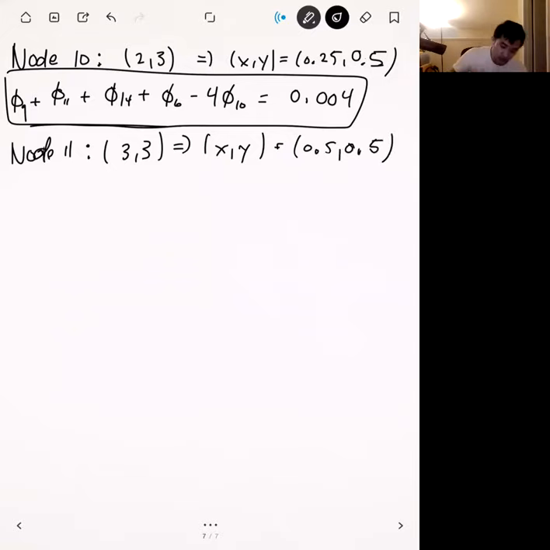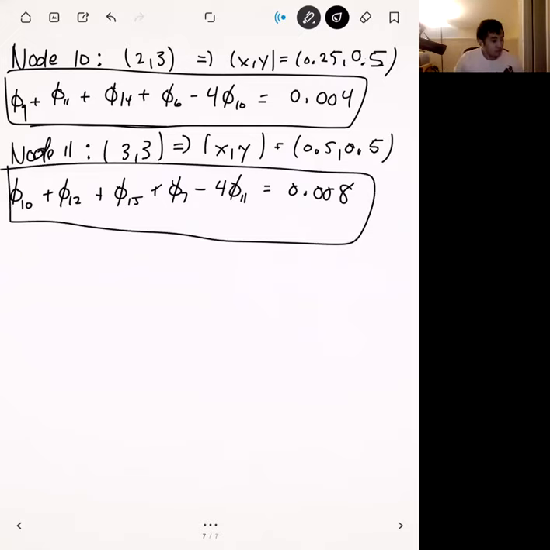Let's go ahead and write out our equation. The left neighbor for node number 11 is phi 10. Then we have the right neighbor, which is phi 12, and the top neighbor, which is phi 15. Then the bottom neighbor, phi 7, minus 4 times phi 11 is equal to 3 divided by 96 times 0.5 squared. That's going to be about 0.008 because it's approximately double what that was. And that's our first 4 equations.